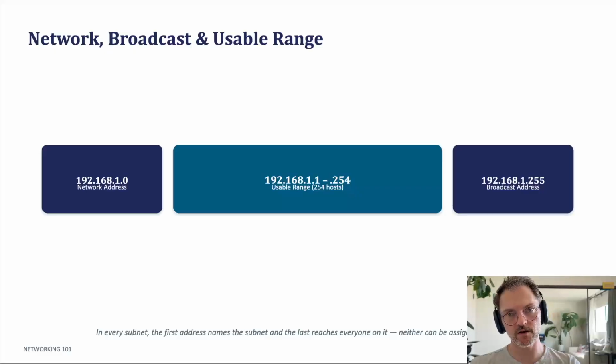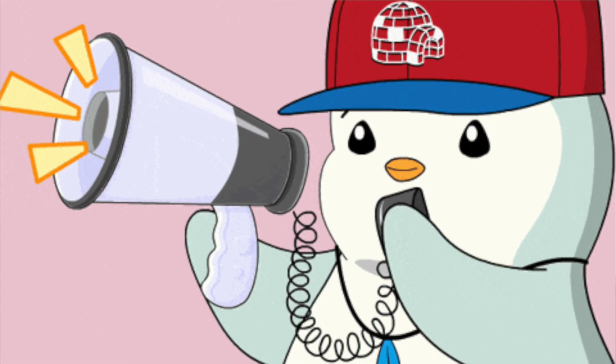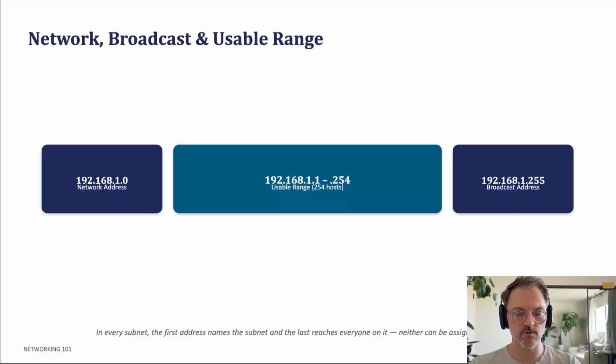And then the other unusable address is the final address in every network. In this example, it's going to be 192.168.1.255, and we call this the broadcast address. So on networks, equipment has the ability to send traffic to every host on the network. And if it does that, it uses the broadcast address.